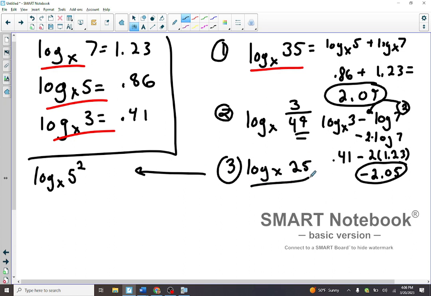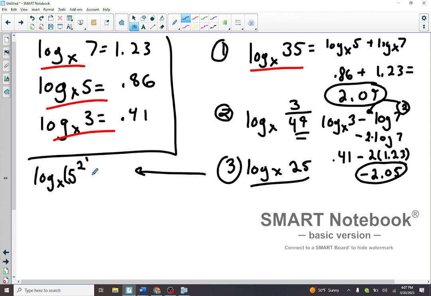For example, this one is log 25. I don't know what log 25 is, but I do know what log 5 is. So why don't you do 0.86 times 0.86? No, that's not what it is. This is not log 5 to the second power. I guess I understand what the confusion is. It's not this. It's all of this to the second power.